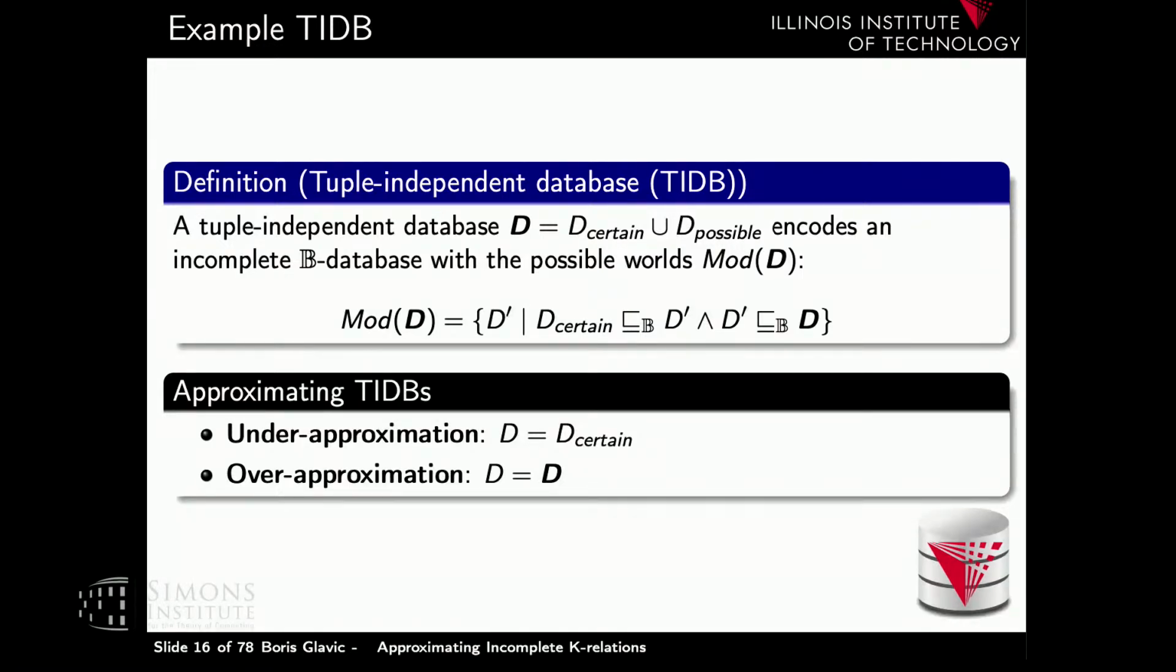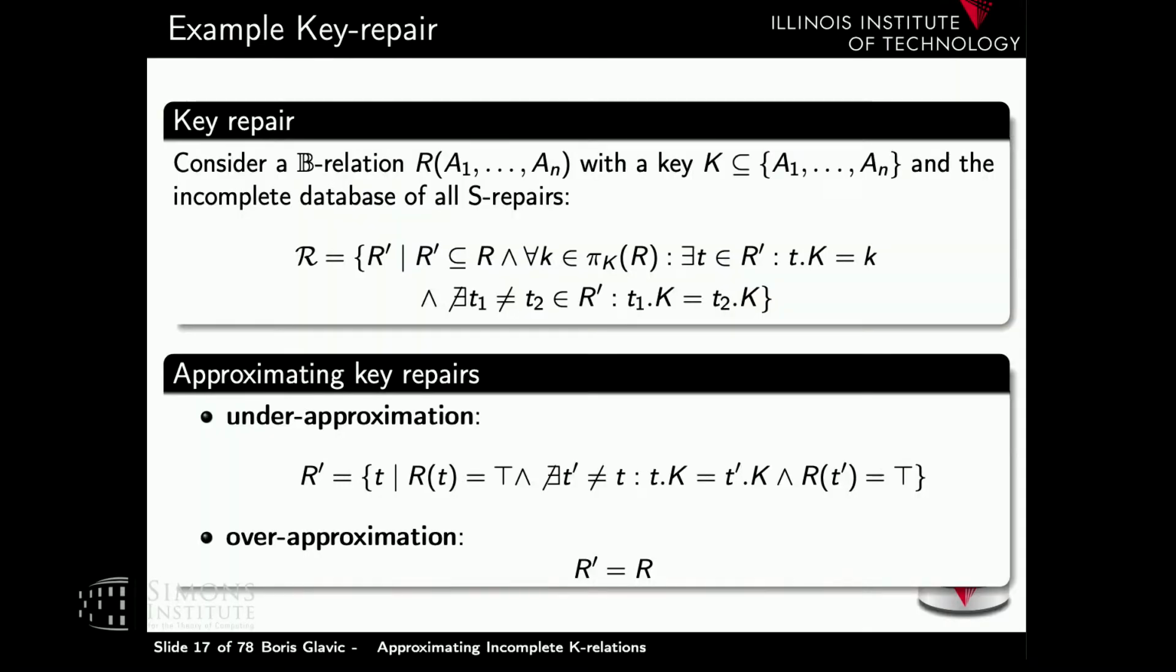Okay, good. This immediately gives me a very easy under-approximation. The certain tuples is an under-approximation. In fact, in this case, precisely the certain tuples. And the over-approximation is just the thing itself. That's exactly the possible tuples in this case. Okay. Very easy.